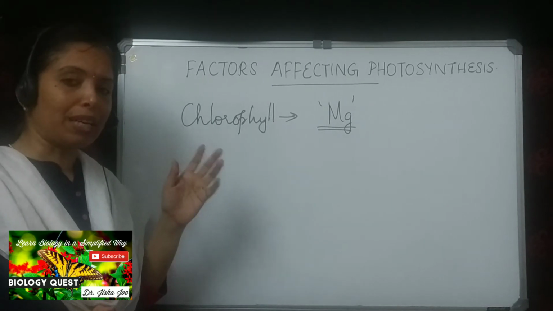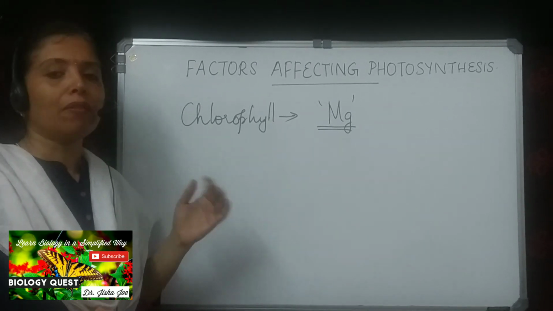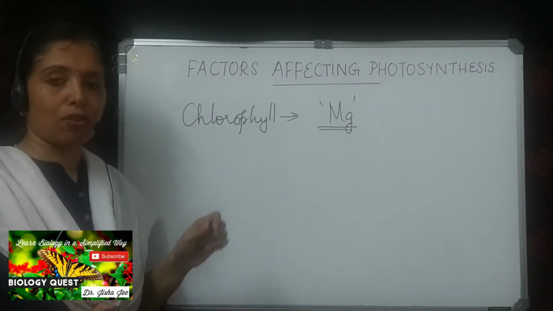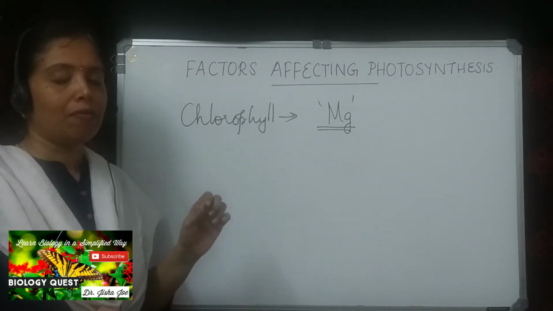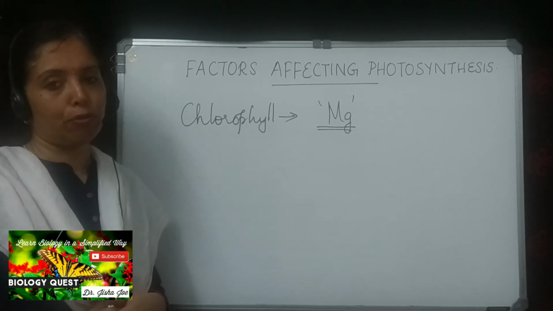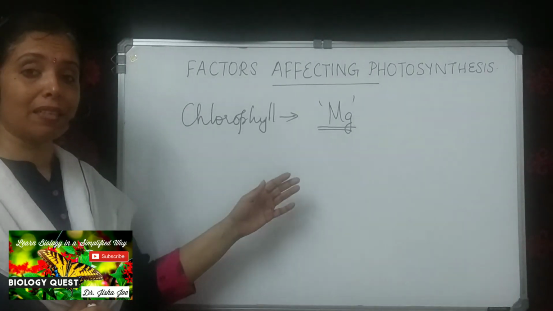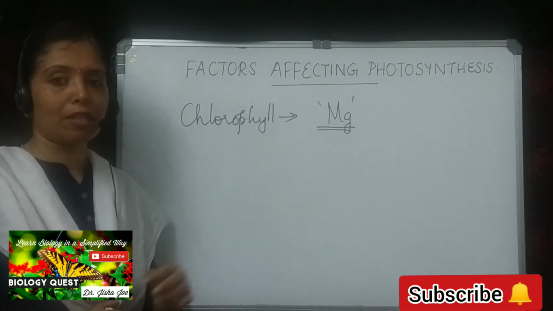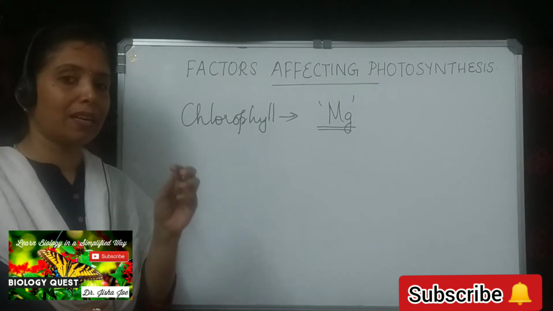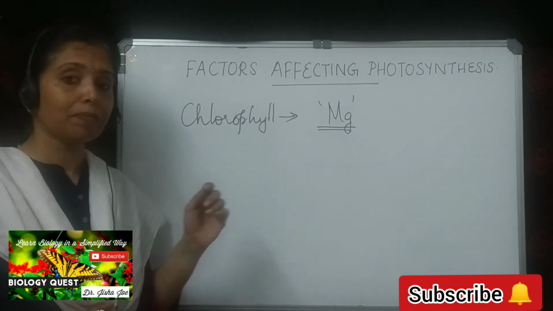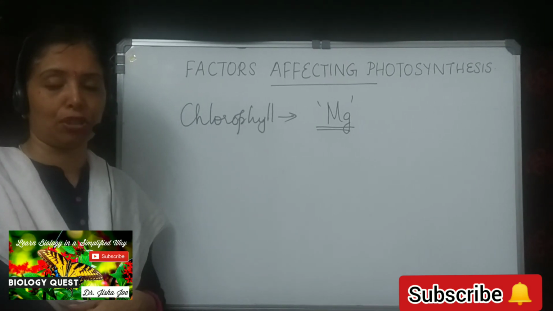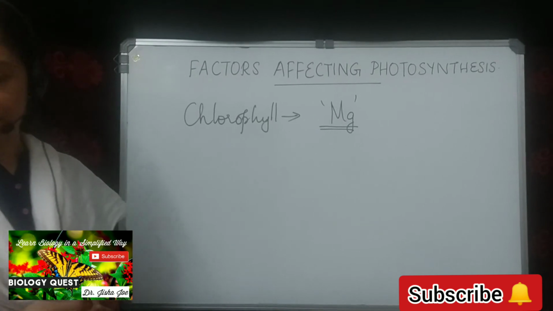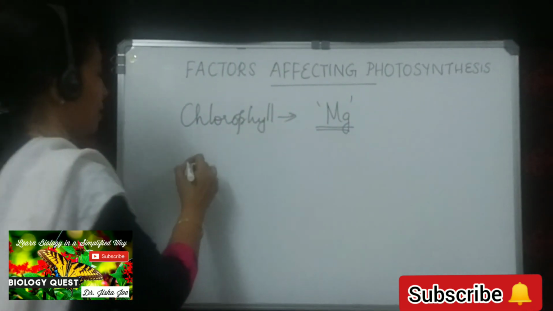So if there is not enough chlorophyll pigment, what will happen? The rate of photosynthesis will decrease. So nutritional deficiencies or mineral element deficiencies will reduce the rate of photosynthesis because this will result in the non-formation of chlorophyll. Magnesium is an important constituent of the chlorophyll pigment. So if there is a deficiency in the mineral element, it will naturally affect the formation of chlorophyll and thereby it will reduce the rate of photosynthesis. Next is protoplasm.